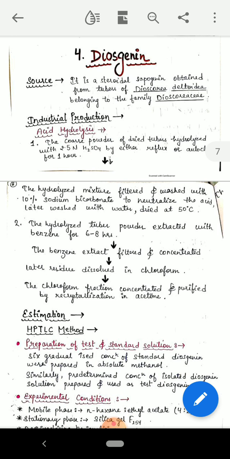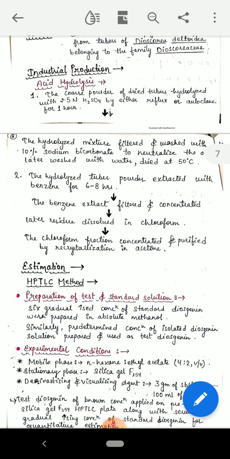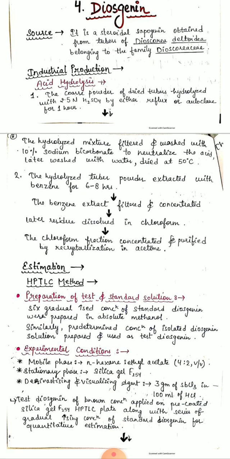If we see the industrial production, the process used is acid hydrolysis. The coarse powder of dried tubers is hydrolyzed with 2.5 normal hydrochloric acid, by either reflux or autoclave, for 1 hour. The hydrolyzed mixture is filtered and washed with 10% sodium bicarbonate to neutralize the acid. Later it is washed with water and dried at 50 degrees centigrade.